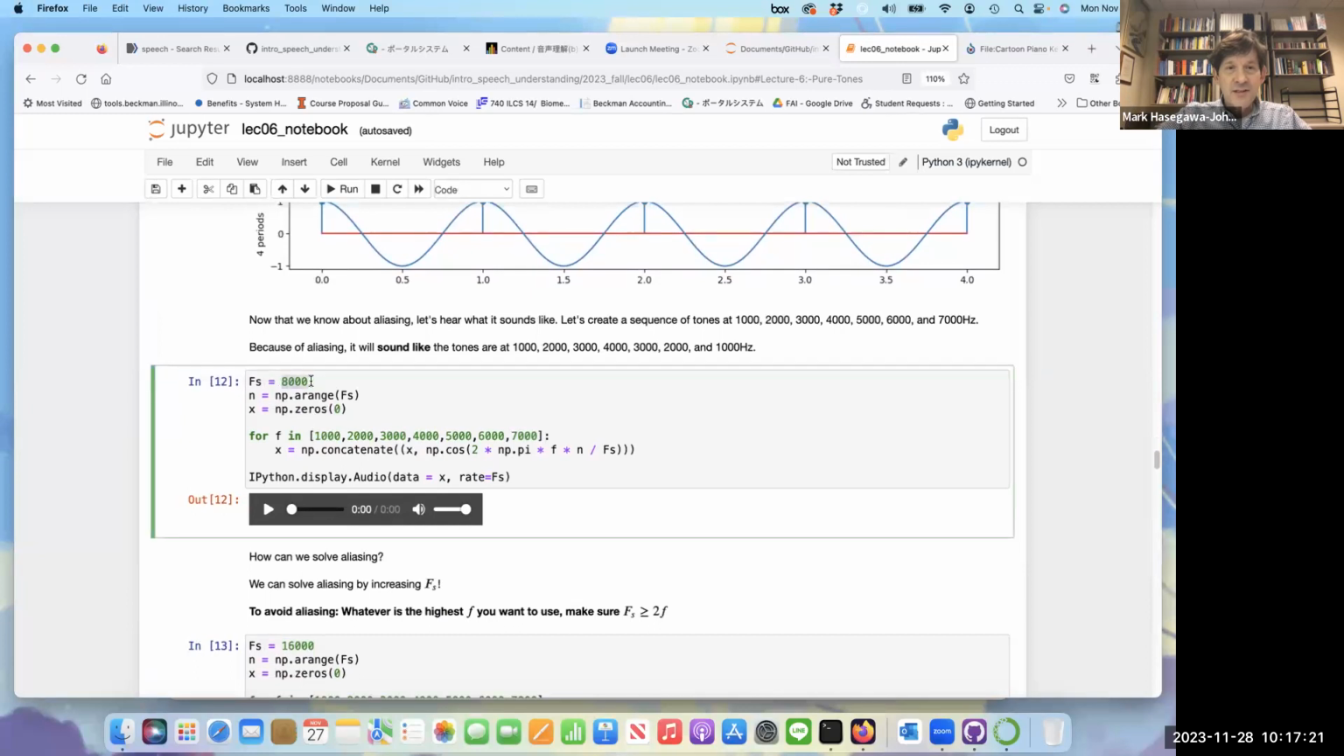I have 8,000 samples per second. So if I have frequencies going 1, 2, 3, 4, 5, 6, 7, at 4,000 hertz, it will sound like almost nothing. At 5,000 hertz, it will sound like 3,000. At 6,000, it will sound like 2,000. And at 7,000, it will sound like 1,000. So even though I'm going to create a set of tones going up in frequency, when you listen, it will sound like it goes up and then comes back down again.